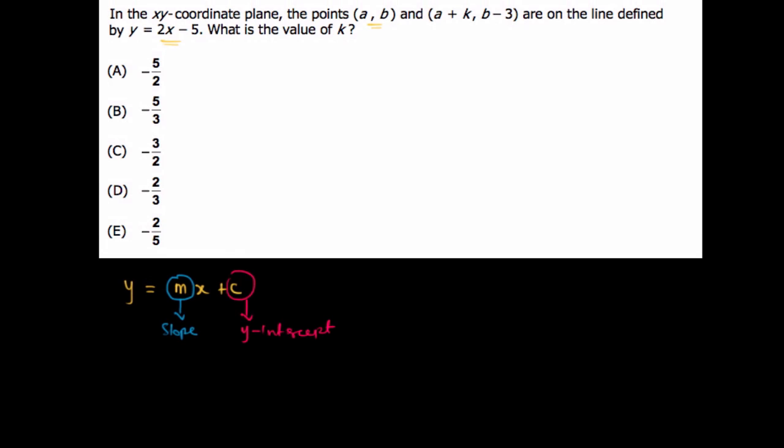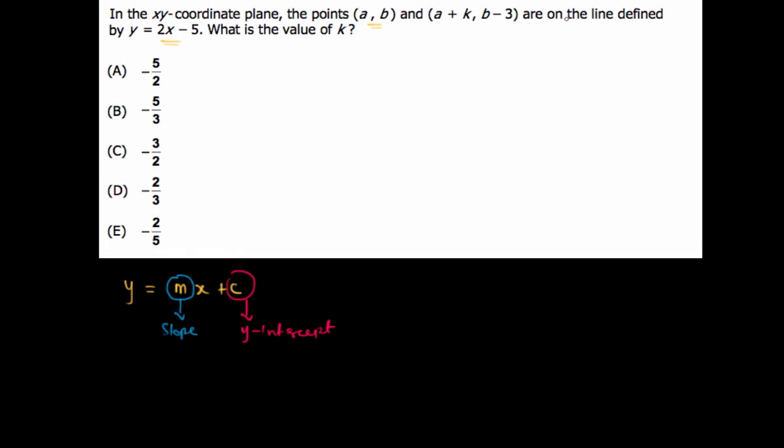Now you know that the general form for the equation of a line is y = mx + c. Here m stands for the slope of the line, and c stands for the y-intercept. So this is the general form for the equation of a line.